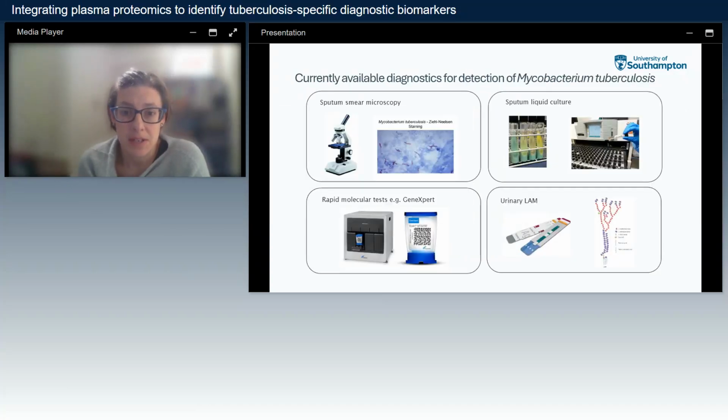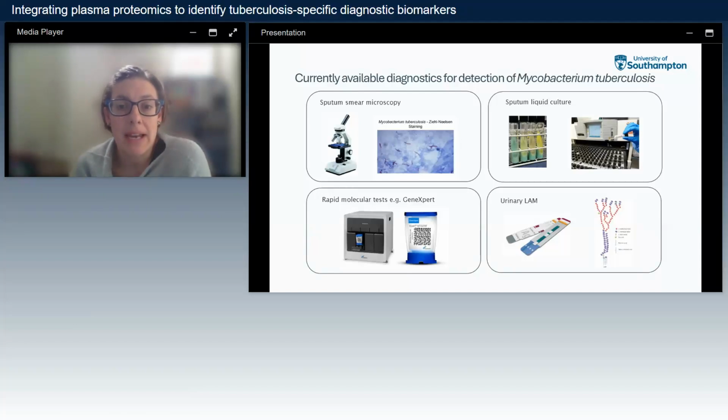Currently available diagnostics centre on detecting the Mycobacterium tuberculosis itself, so detecting the bacteria. For lung disease, that requires a sputum sample, which some patients can't expectorate or which is difficult to obtain. And then once you get it, you need to examine the bacteria under the microscope. Samples can then be sent for culture, which takes up to several weeks for an answer. Meanwhile, before that diagnosis is made, people can cough TB over other hosts.